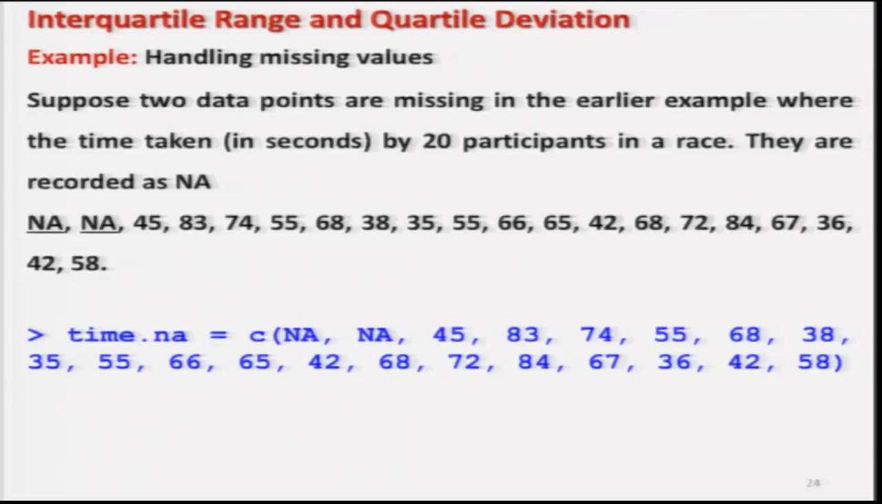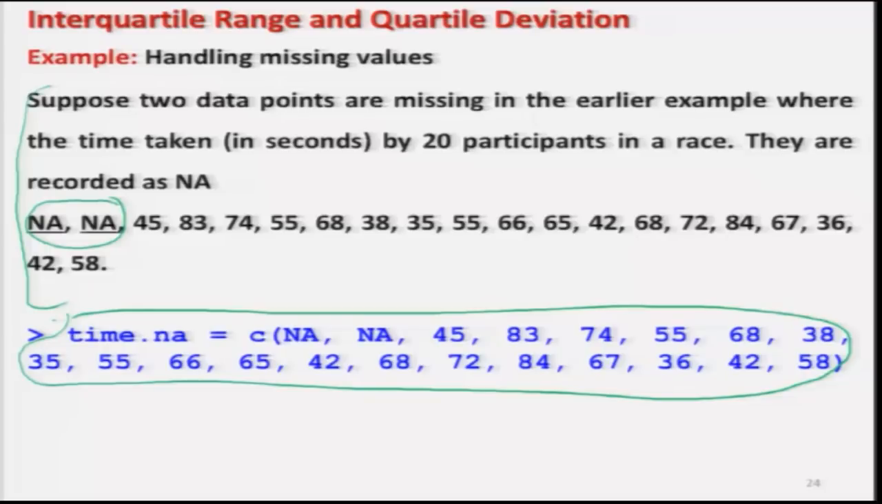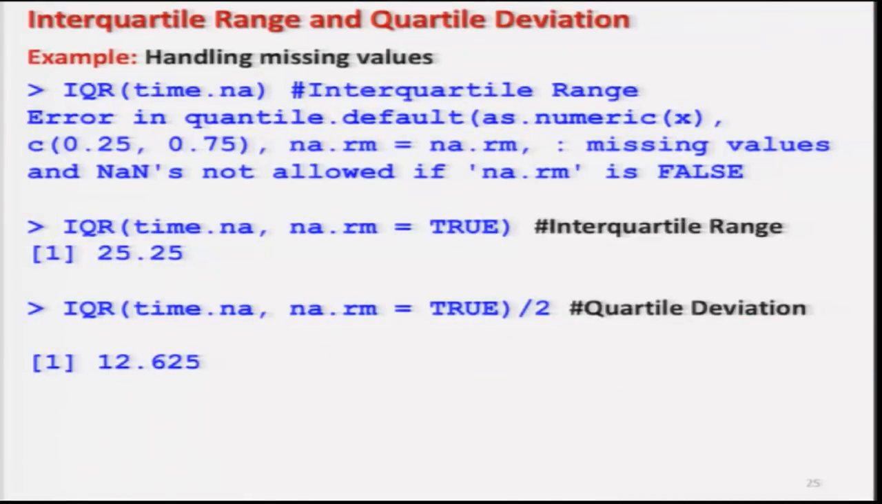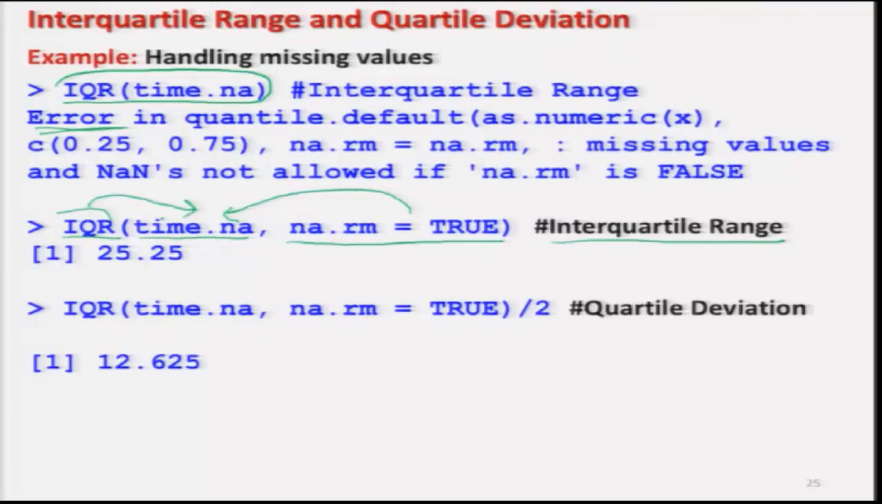Now I will first show you how to handle missing values. Once again I will take the same example, where in the time data the first two values have been replaced by NA. They represent the missing values, and these have been given inside the data vector time.NA. Now, if you simply put IQR of time.NA, obviously this is going to give you an error because there are missing values. So, if you want to compute the interquartile range, give IQR as the command, the data containing the missing values time.NA, and write na.rm equal to TRUE. This tells R that when computing IQR, the missing values have to be removed first. This value comes out to be 25.25, and if you want the quartile deviation, use the same command and divide it by 2.